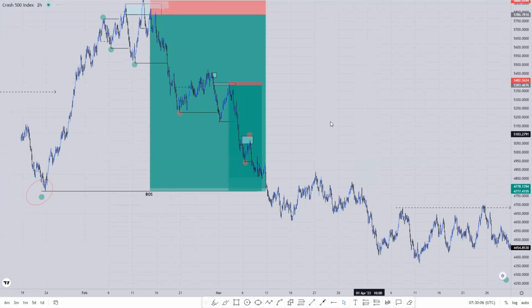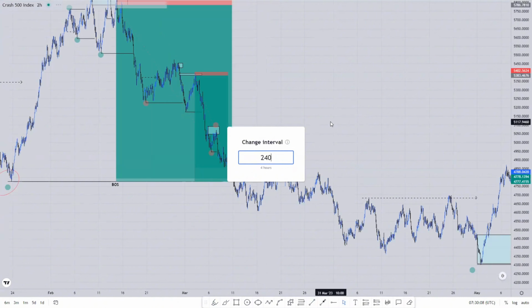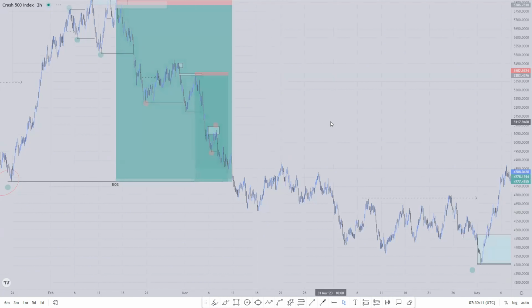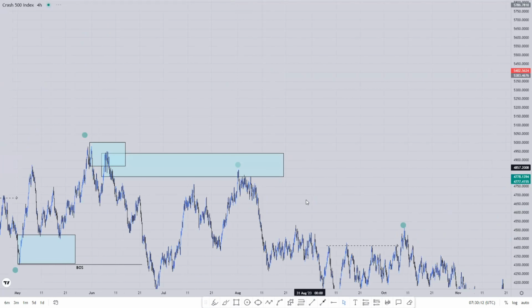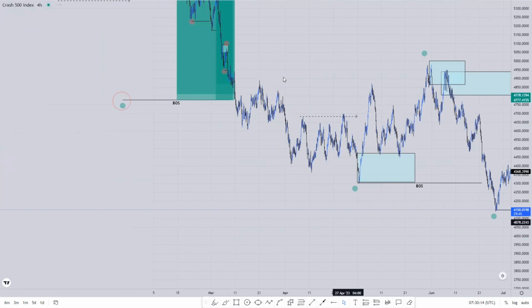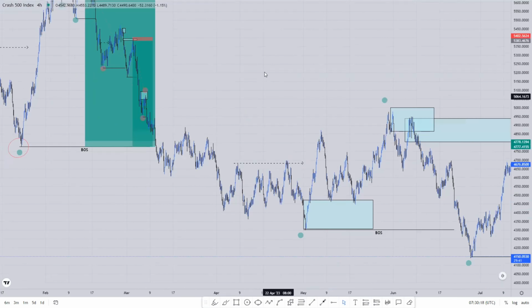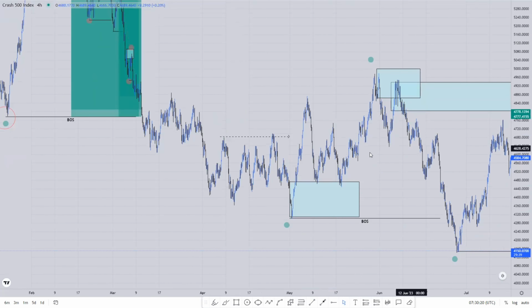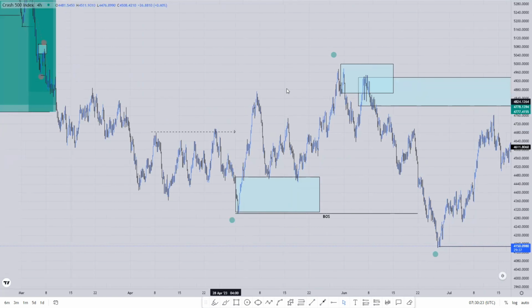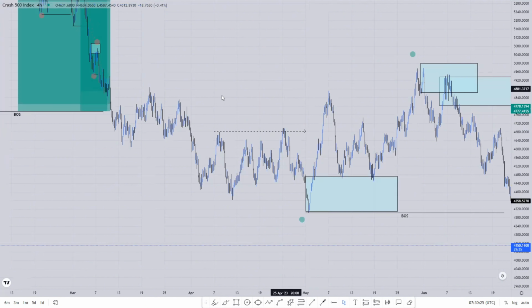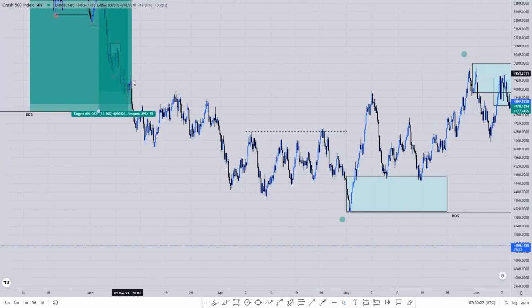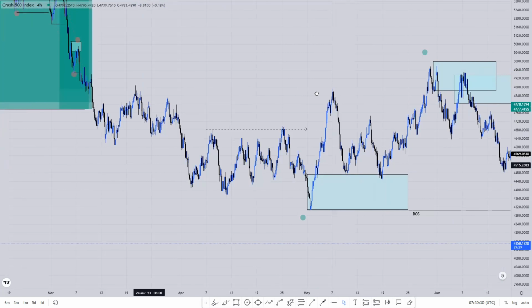So after finishing and taking out that swing leg, right? The most important thing is the creation of a new leg. This was a new leg, so we now need a new leg to form. The formation of a new leg can also present to us opportunities. Here they came, they didn't take out this. They failed to take out that, which was okay.